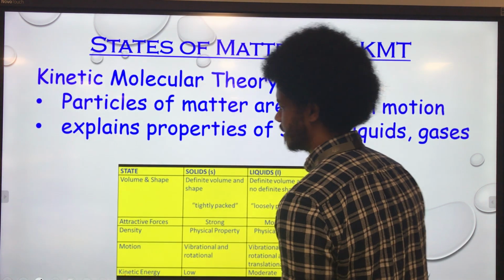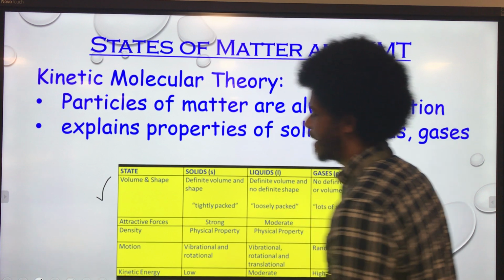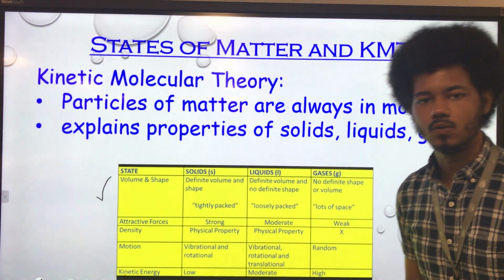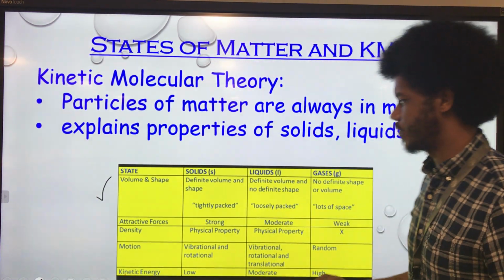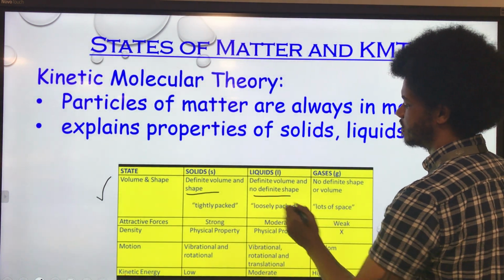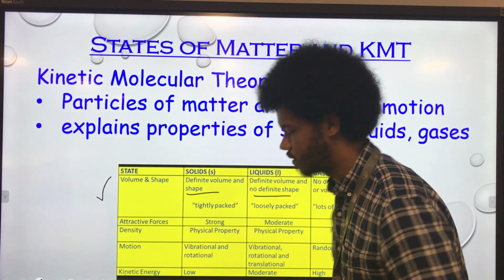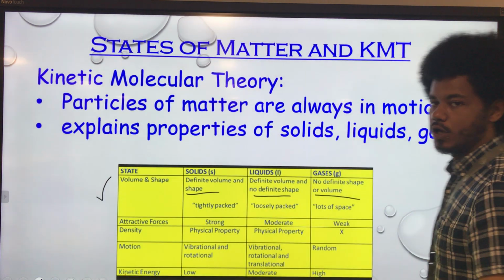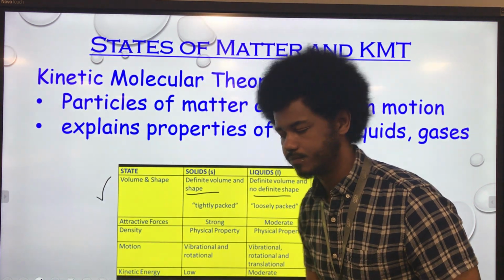Here we've got the states of matter and their different properties. So again, definite volume and shape for solids, definite volume but no definite shape for liquids, and for gases, no definite shape and no definite volume.